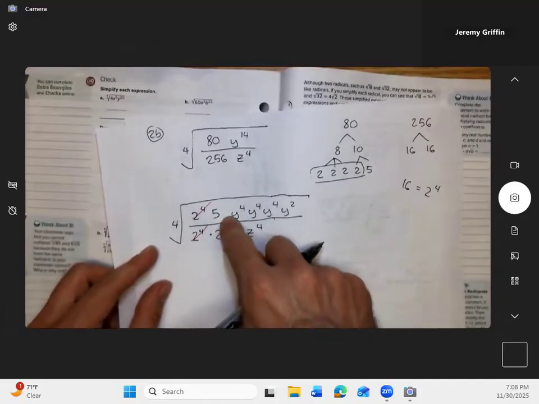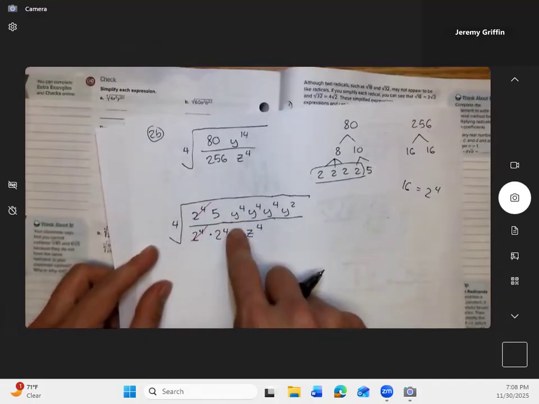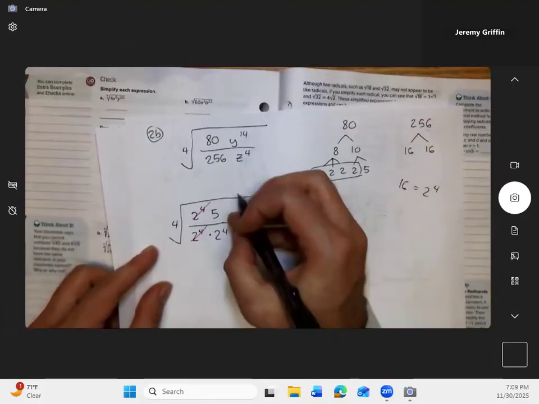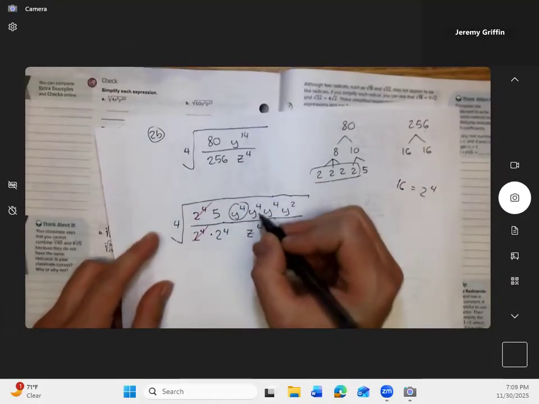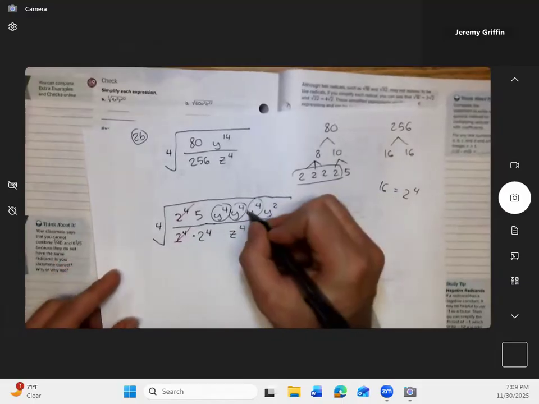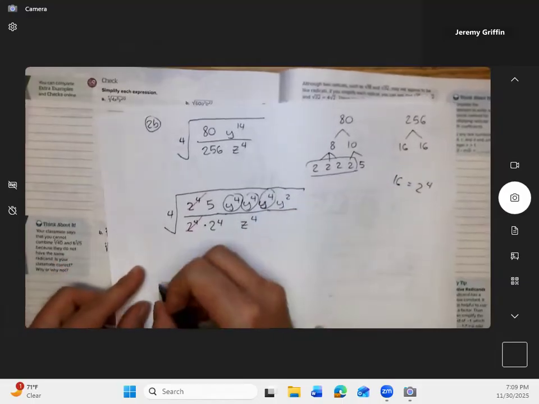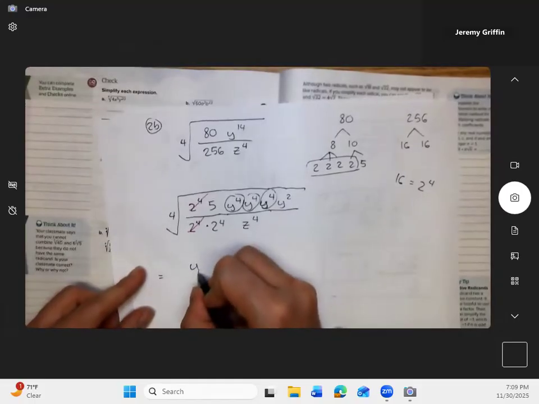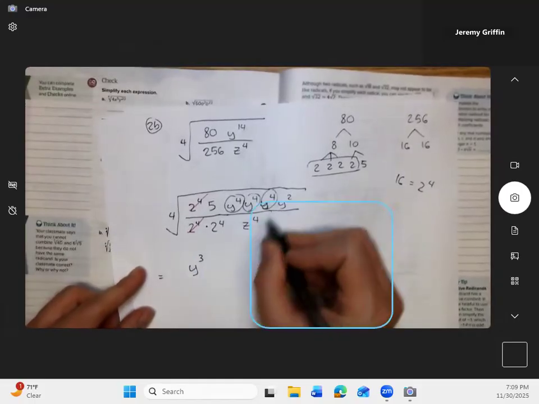Well, the 5's kind of stuck there, so I'll leave it there. Okay. In the numerator, I have a y I can pull out here, because the fourth root of y to the 4 would be y. A y here, a y here. I think that's all I can take out of the numerator. So I got 3 y's I just took out. 1, 2, 3.